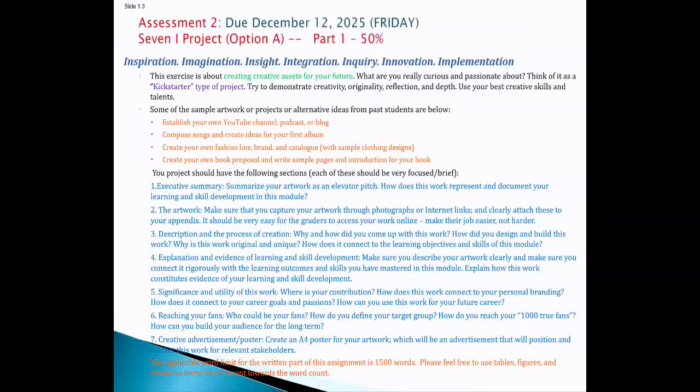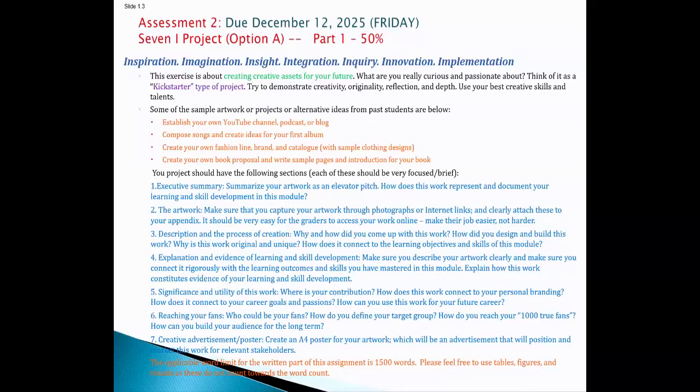the second portfolio will be due on December 12th, which is a Friday. And in the second one, you will have an asset creation project. The first option is 7i, which is a more creative option. You can start creative assets for your future.